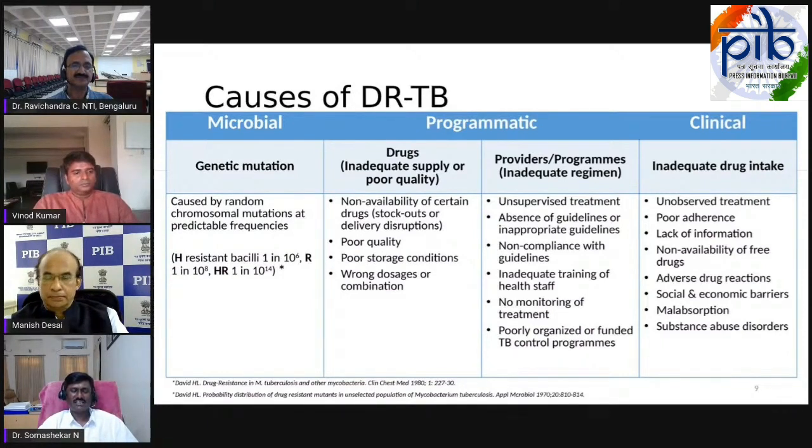The most common cause is the bacteria always after certain mutations. What happens? There is always a chance of natural mutation. But for INH, it is 1 in 10 to the power of 6. For rifampicin, 1 in 10 to the power of 8. So for one bacillus to become drug resistant, at least 10 to the power of 14 is required, but it is a very rare chance.